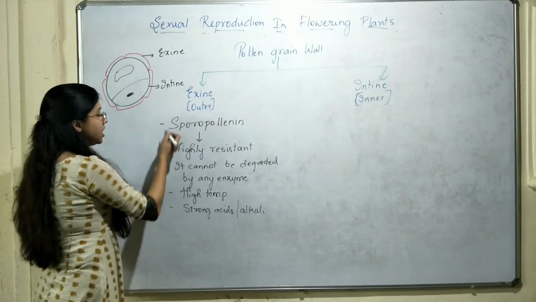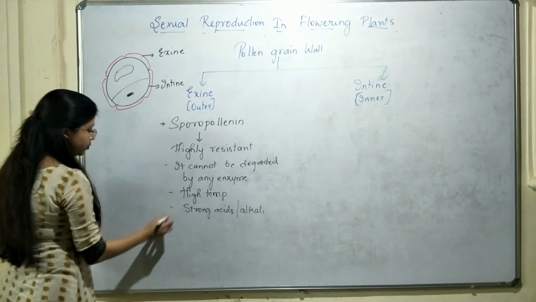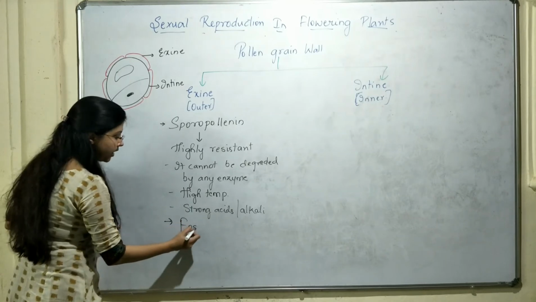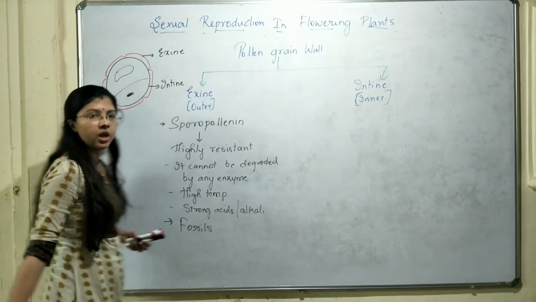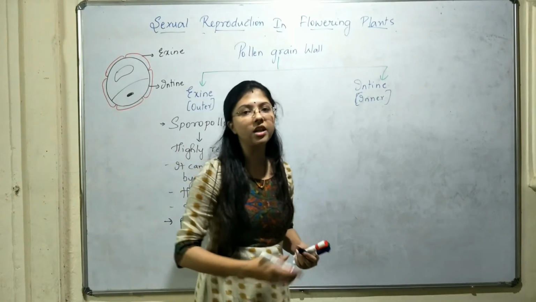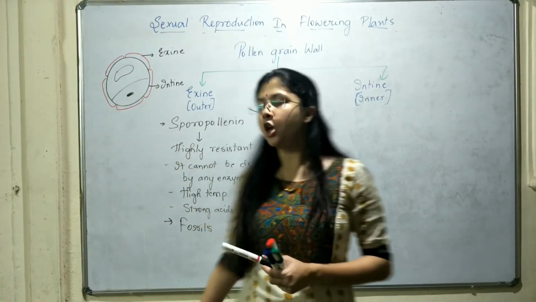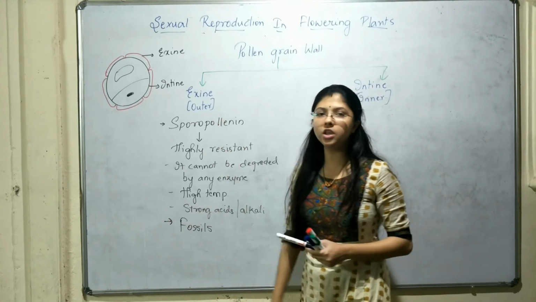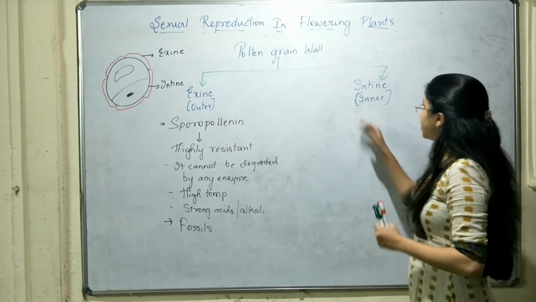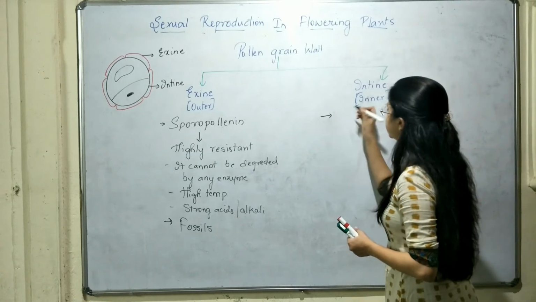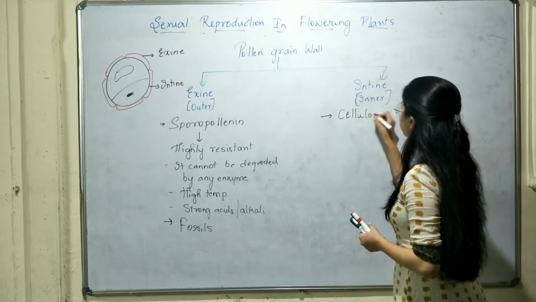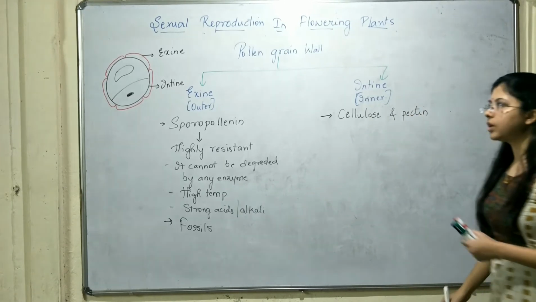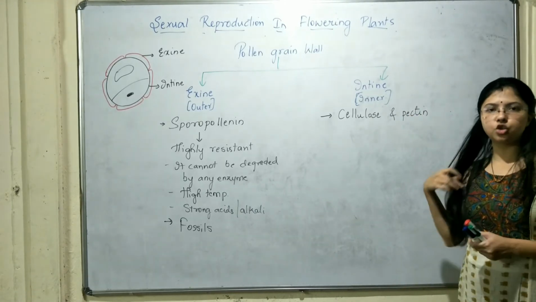And that is the reason the sporopollenin proves to be a fatty substance, or you can say a component, which makes the pollen grains good fossil material. They help the pollen grains for preservation for quite a long time. So the pollen grains can also be preserved as fossils. That is because of the presence of this sporopollenin. Talking about the inner layer or the intine, it is made up of cellulose and pectin. It is not that resistant a structure.